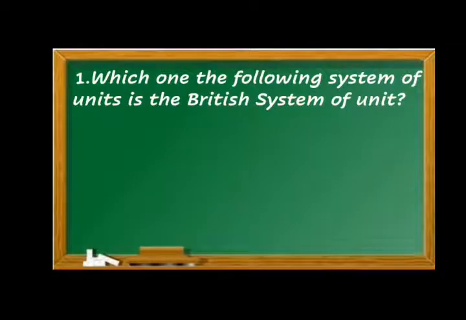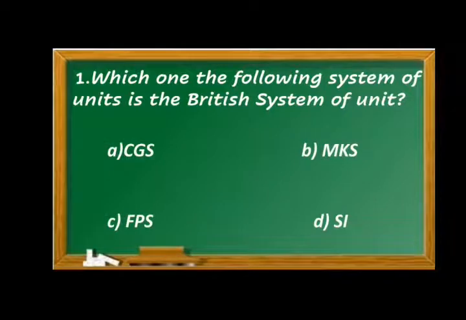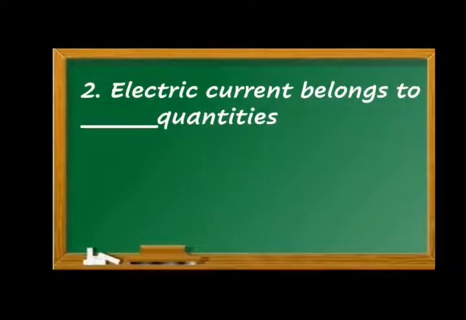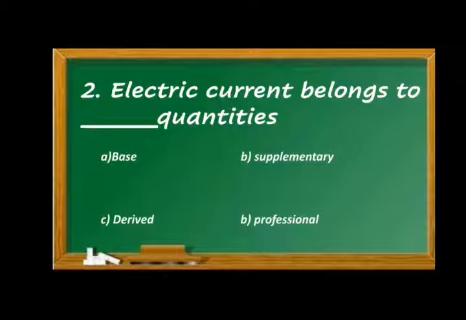Which one of the following system of units is the British system of unit? CGS, MKS, FPS or SI? It's FPS because all other 3 systems are metric systems of units. Electric current belongs to dash quantities. Base, supplementary, derived, professional. Answer is base because it is a fundamental quantity which does not depend on any other physical quantity.